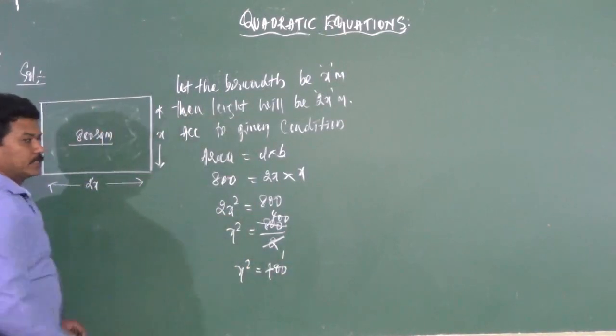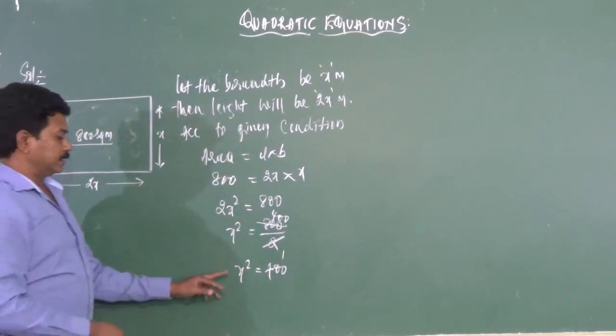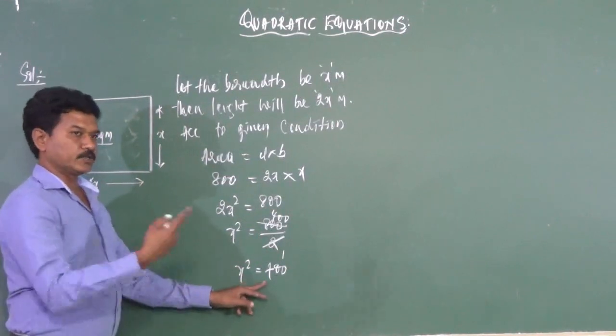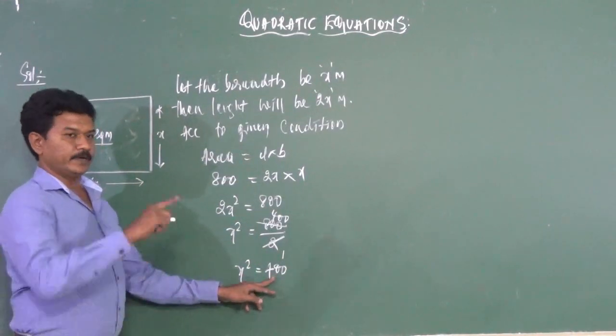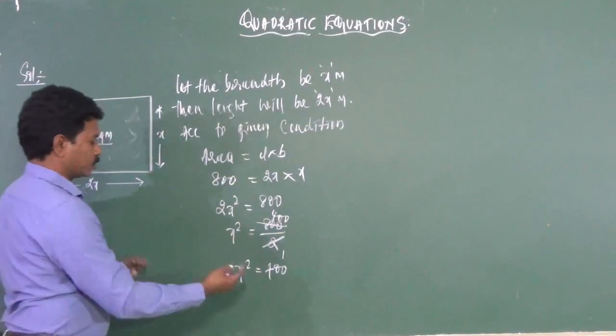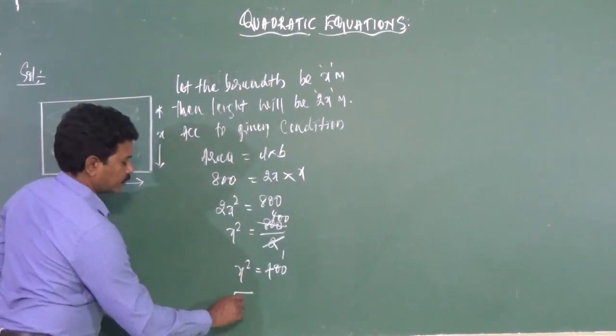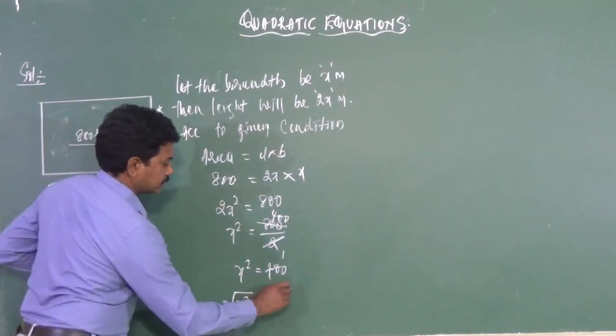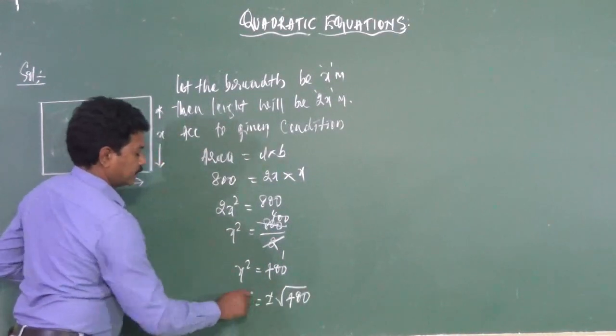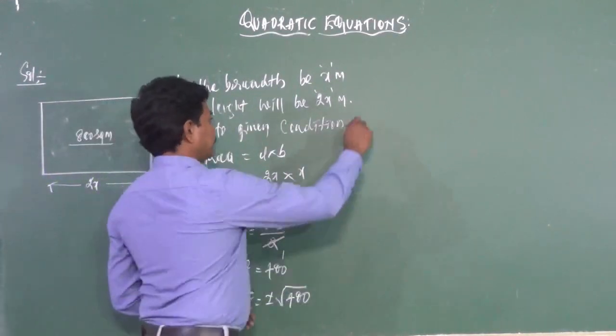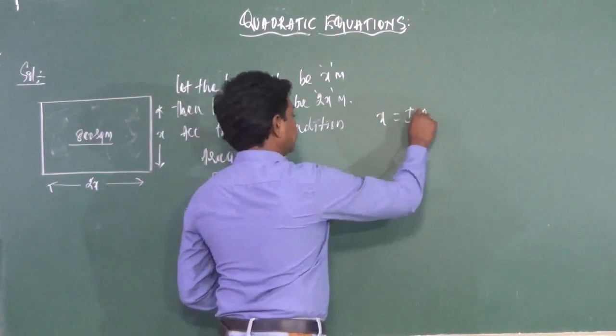So you can see on both sides we have a perfect square. Because x square is a perfect square, 400 is also a perfect square, because it comes from 20 into 20. Okay, let us take square root on both sides. So square root of x square is equal to plus or minus square root of 400. So square and root cancel. So x is equal to plus or minus 20.